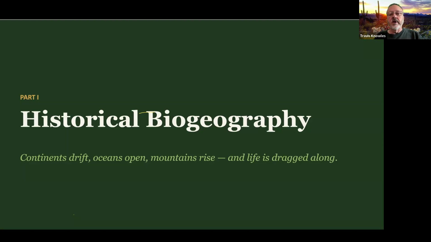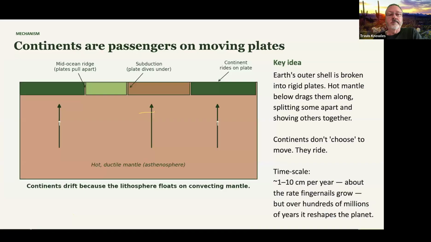The movement of continents and their collisions and their breaking apart has had a major effect on the distribution of life on Earth. This is kind of a crude diagram as well, but it illustrates that the core of the Earth is molten material. It says hot ductile, which basically means moving material. The mantle, the asthenosphere, the molten core of the Earth, is very hot. And anytime you have a hot fluid, hot air, hot liquid, that hot fluid tends to rise up. And it does from the core of the Earth toward the surface.